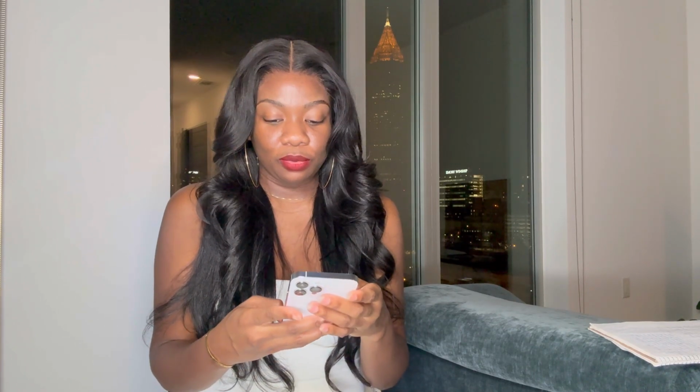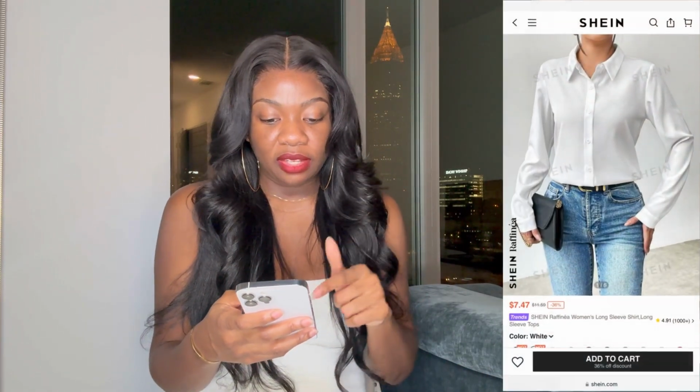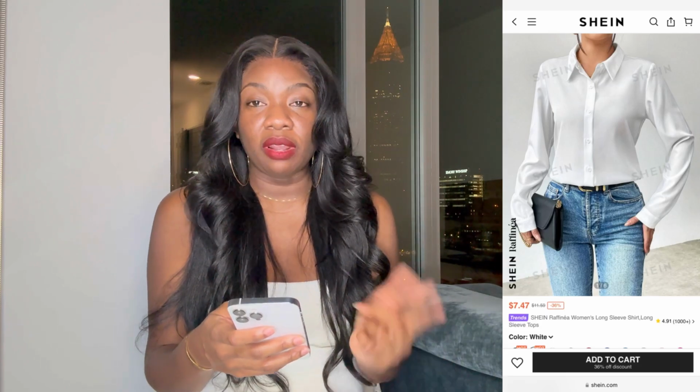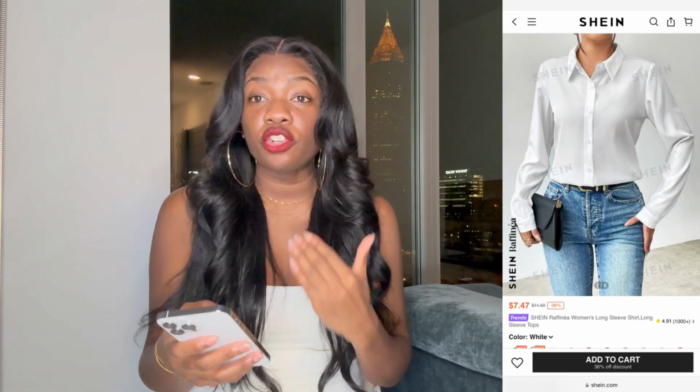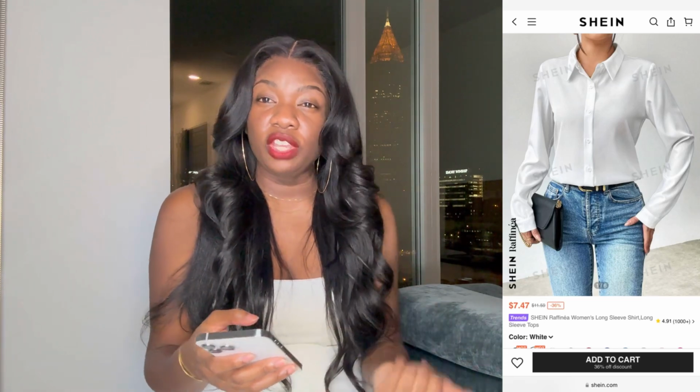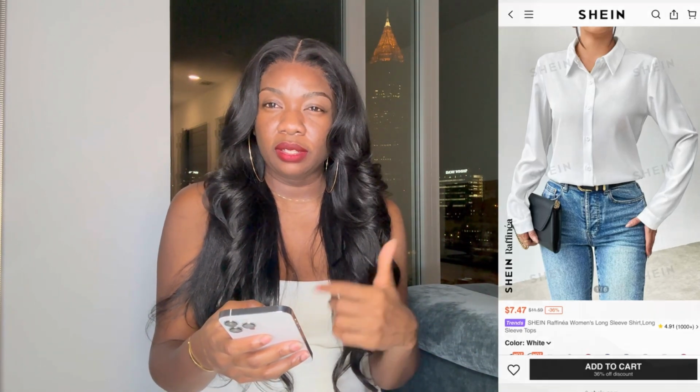Okay, so then you want to type in something like white button-down shirt, right? And I think this was the one right here for $7.47. I'm pretty sure this was the one because I remember it. So this right here, you can see that this shirt is $7.47. The jeans was $15.53, I think. The shirt is $7.47. You get the shirt, right?